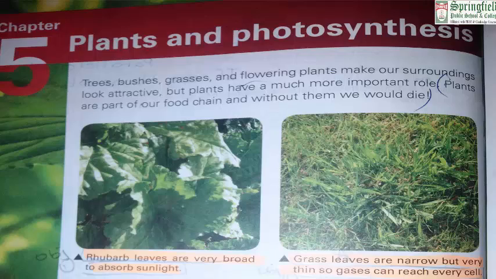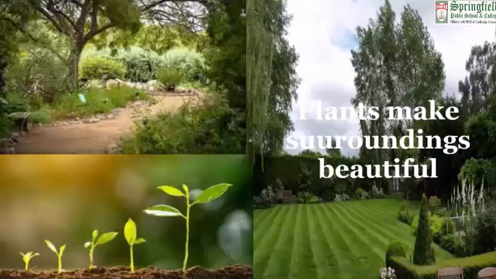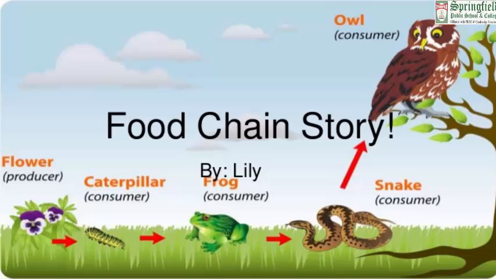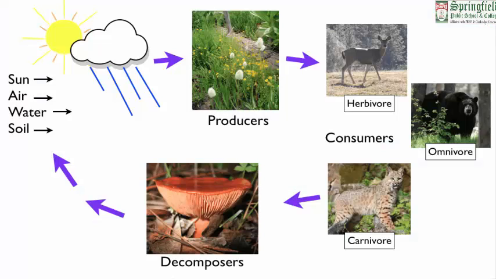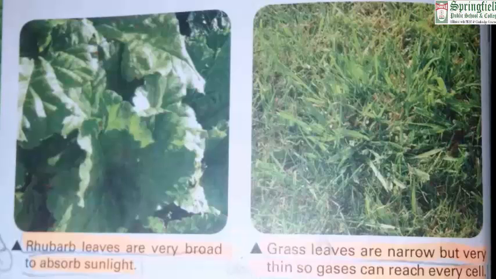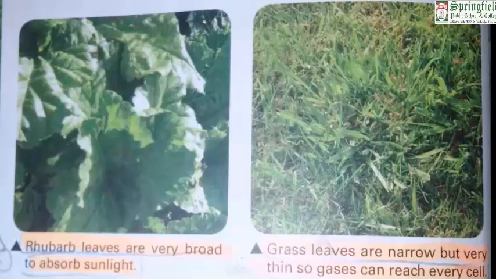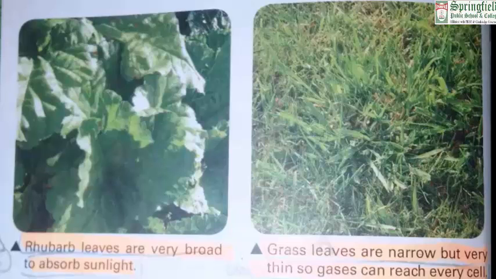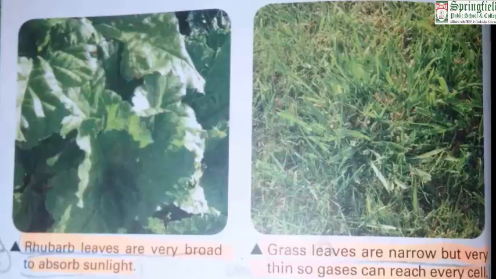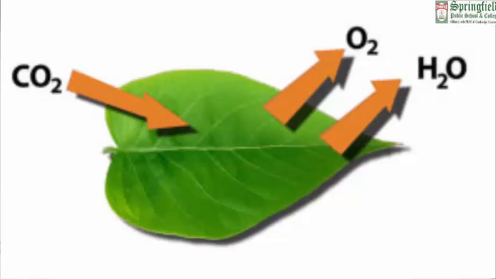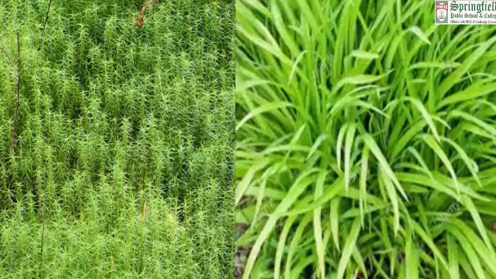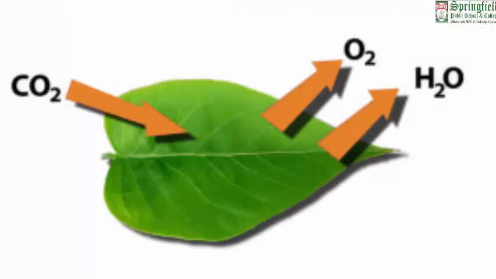What's being explained here is that all the greenery looks attractive to our eyes and is important for the food chain. Plants are producers, which means that they make their own food. They do not depend upon anything else to make their food. You can see that rhubarb leaves are very broad to absorb sunlight, and in the next picture it is written that grasses' leaves are narrow but very thin, so gases can reach every cell. The gases are carbon dioxide and oxygen. The thinner the plant leaves are, the easier it is for the gases to go through.